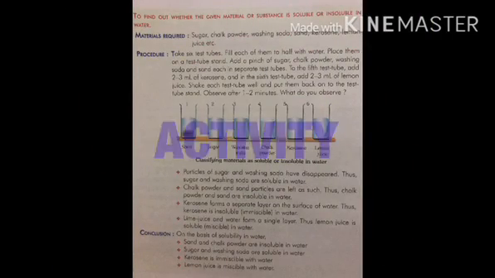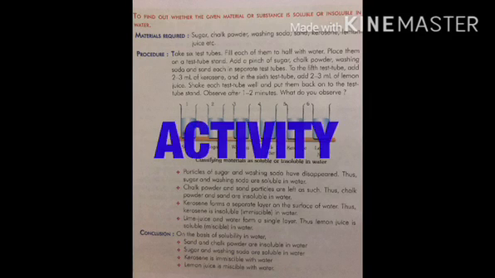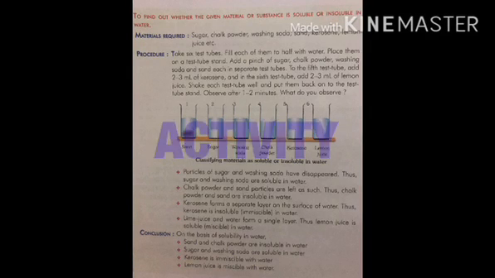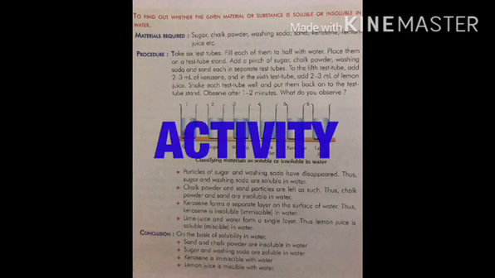This is the activity to find out whether the given material or substance is soluble or insoluble in water. Material required: sugar, chalk powder, washing soda, sand, kerosene, lemon juice, etc. Procedure: take 6 test tubes, fill each of them half with water, place them on a test tube stand, add a pinch of sugar, chalk powder, washing soda and sand each in a separate test tube.